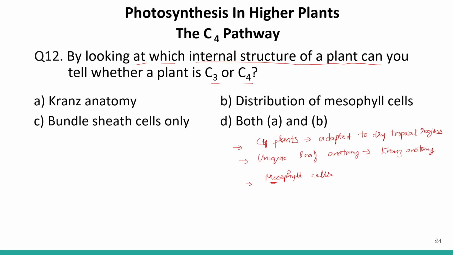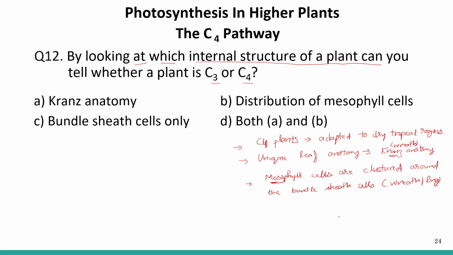So, in Kranz anatomy, what happens? The mesophyll cells are clustered around the bundle sheath cells. Okay. And what does it do? It forms a wreath, or you can say a ring. Okay. What does Kranz mean? Kranz means a wreath.